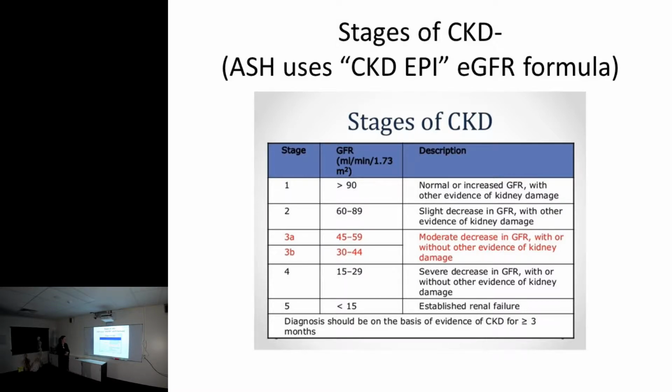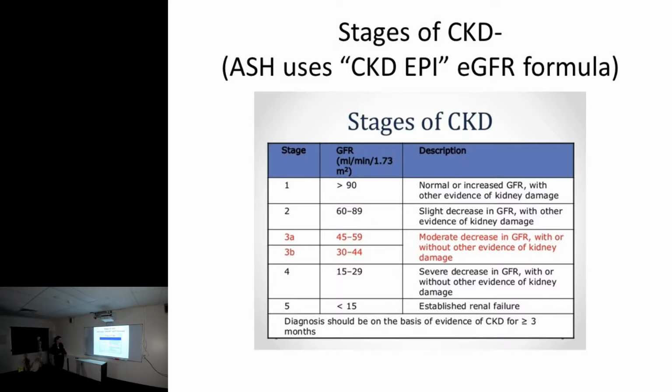So then we get into stages 3A and 3B, which is a moderate decrease in GFR without other evidence of kidney damage. We used to just chunk that all together and call it stage 3, but there's such a big difference between 30 and 60 that the National Kidney Foundation broke it into A and B, I think just a year or 2 ago. It's very recent.